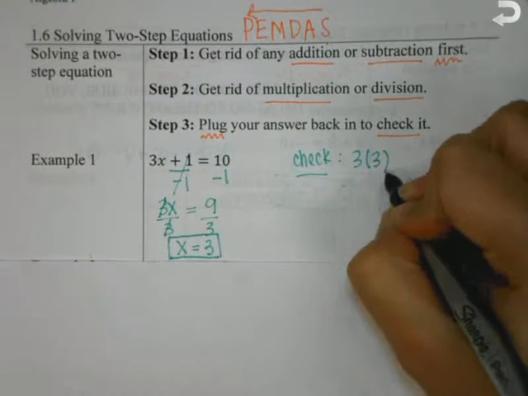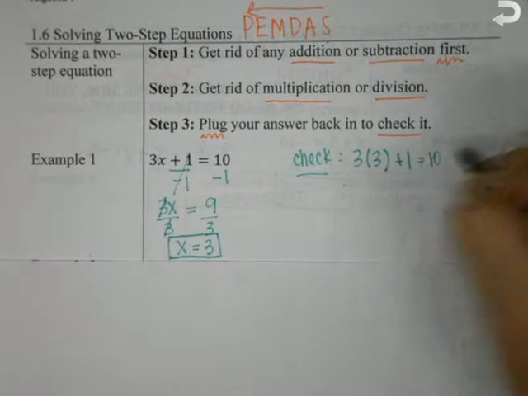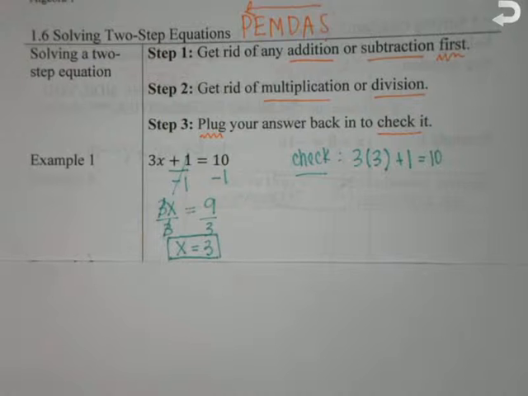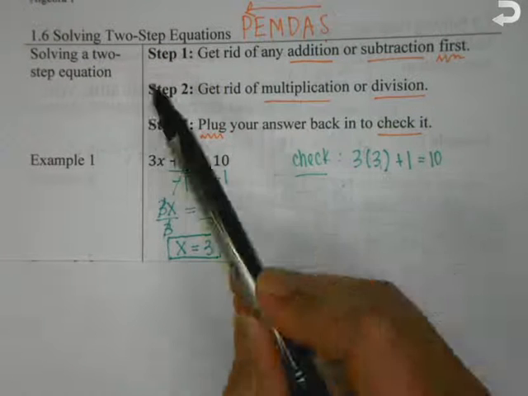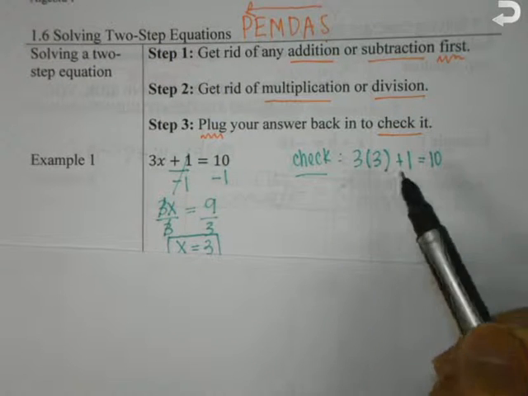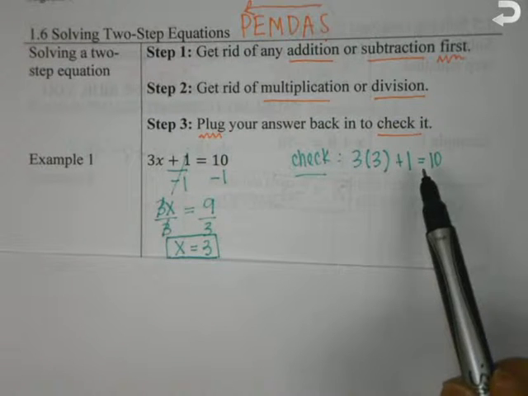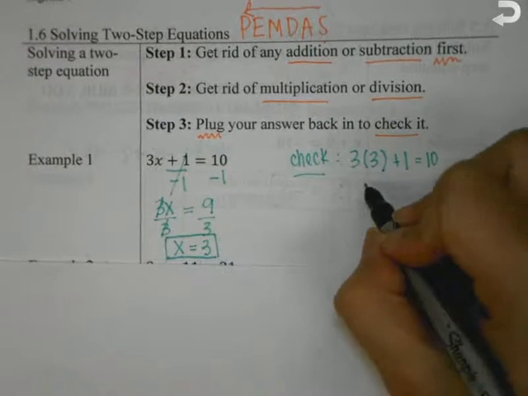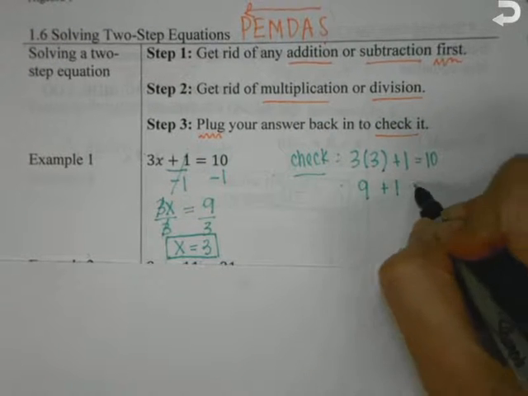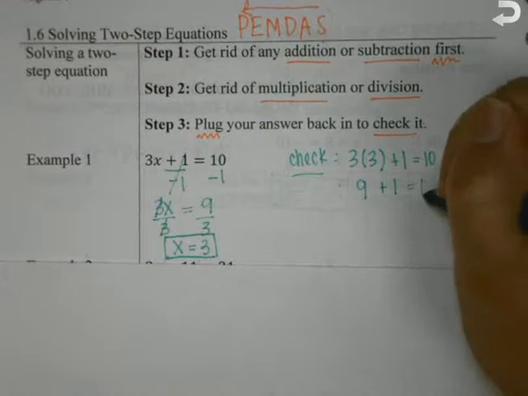plus 1 equals 10. Now, when we're solving, we're doing PEMDAS backwards. But when we plug it back in, we're back to order of operations again. So what part do I need to do first? 3 times 3, which is? 9 plus 1. And what's 9 plus 1 equal? 10. So we got the right answer.